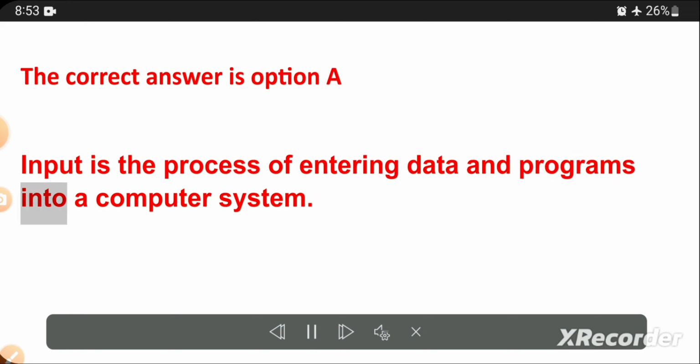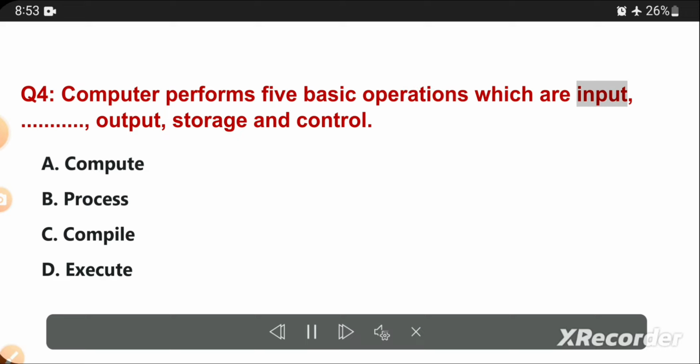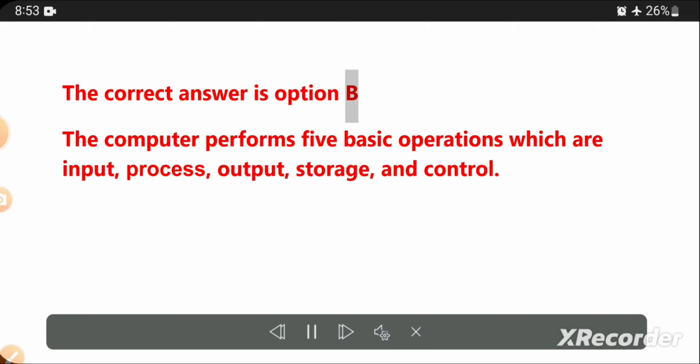Q4. Computer performs 5 basic operations which are input, output, storage and control. Compute, process, compile, execute. The correct answer is option B. The computer performs 5 basic operations which are input, process, output, storage, and control.